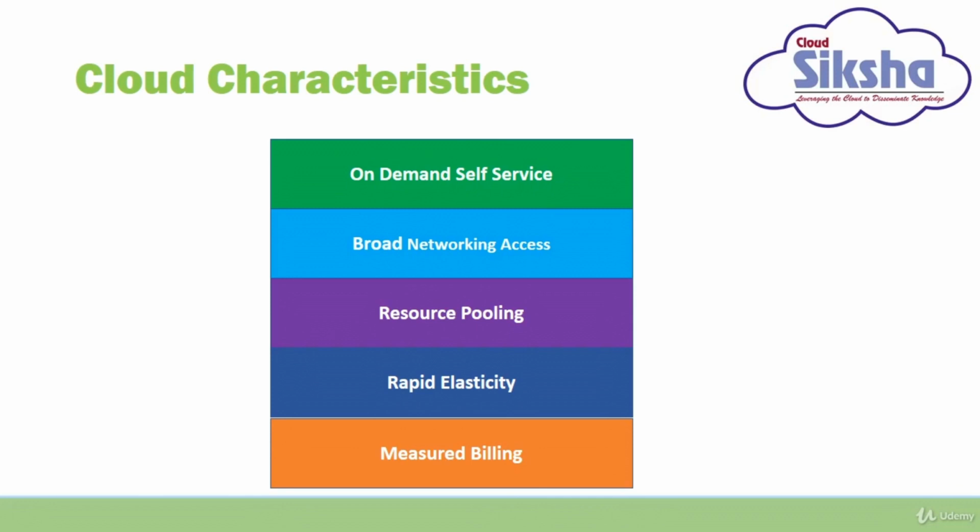The first characteristic is known as on-demand self-service. The second characteristic is known as broad network access. The third characteristic is resource pooling. This is followed by rapid elasticity, and finally by what is known as measured billing. So these 5 are the essential characteristics of a cloud. So let's go and explore each one of these characteristics in detail, starting with on-demand self-service.